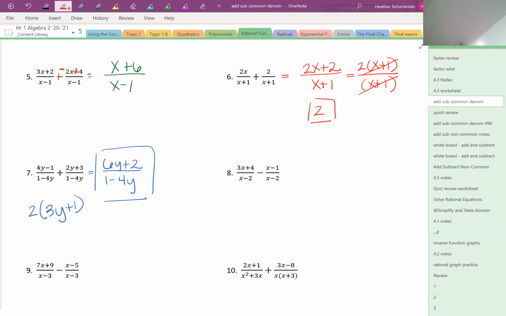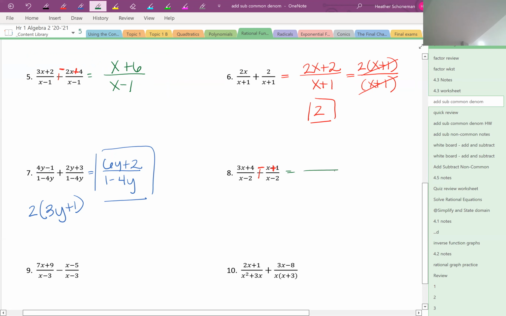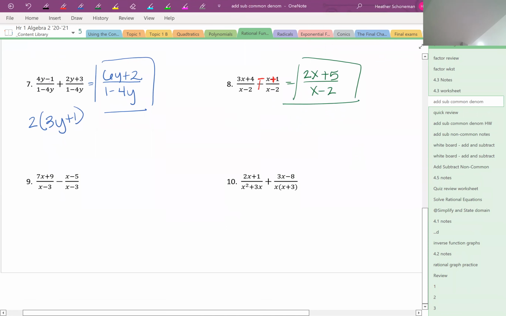All right, let's look at number 8. Now, before we do number 8, because it's a minus, we're going to change it to a plus and then change the sign of everything in the top numerator on the right. Okay, now we can combine like terms. So the bottom stays your x minus 2, and the top, 3x and negative x, is 2x, and 4 and 1 is 5. That doesn't factor. They're not matching groups, so we're done.